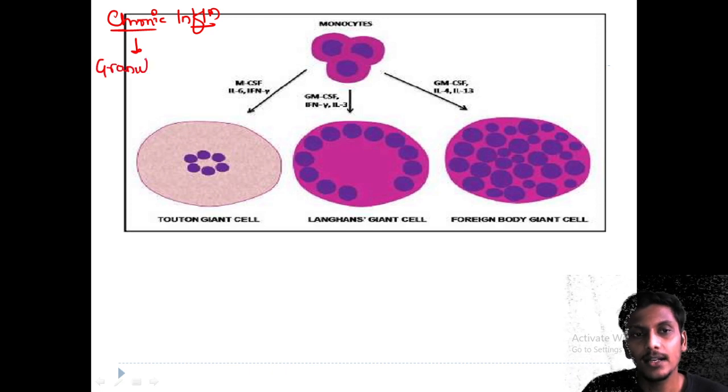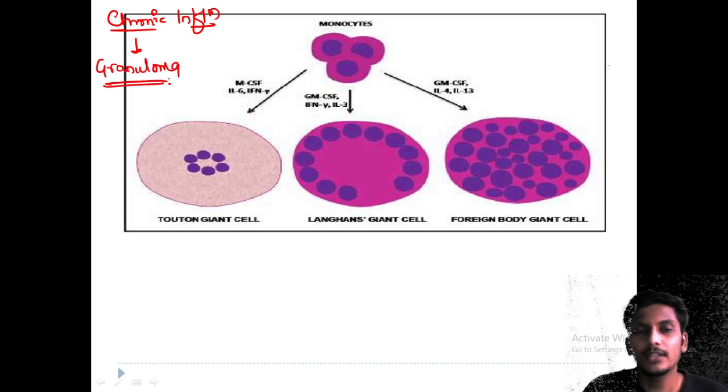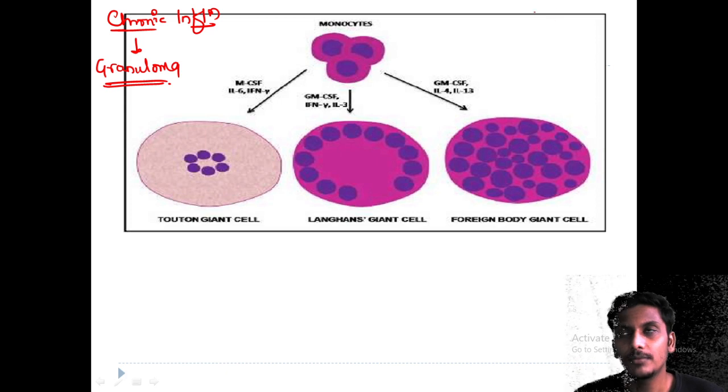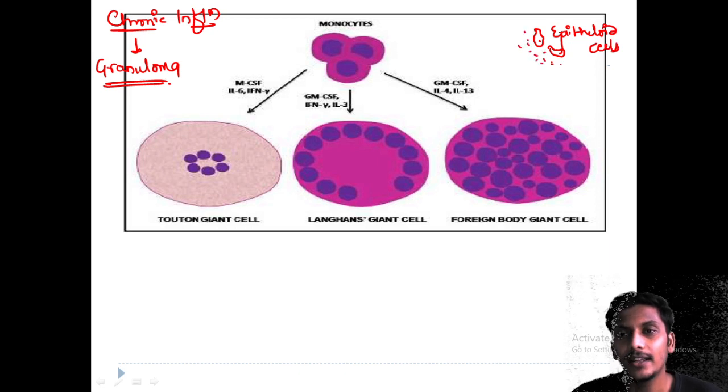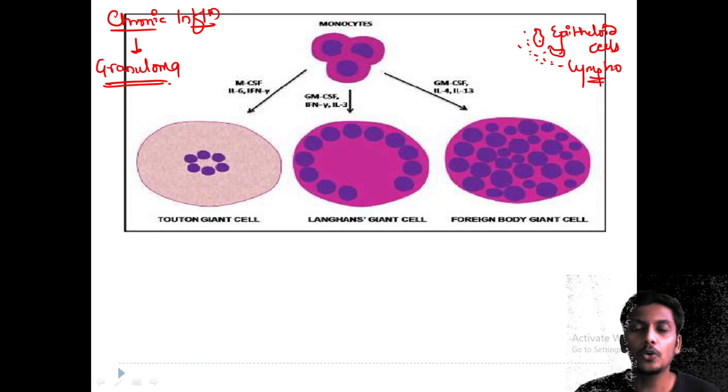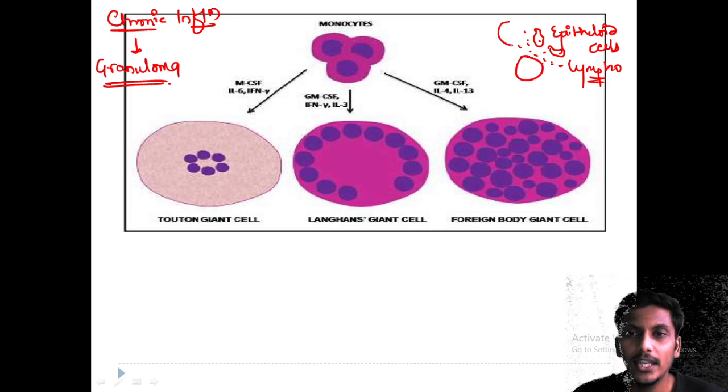What happens? There is a granuloma formation. And what is this granuloma made up of? Please remember, a granuloma is usually made up of some slipper-shaped cells known as epithelioid cells. Then it has some lymphocytic infiltrate around it, and finally interposed in between are some multinucleated giant cells.